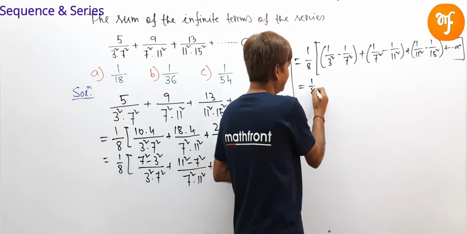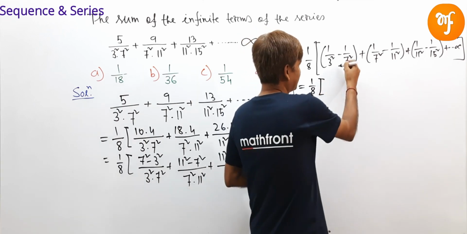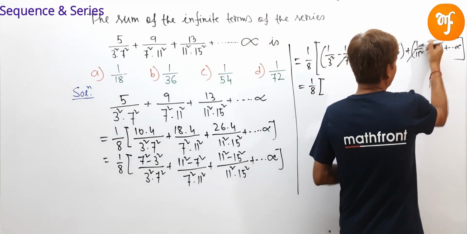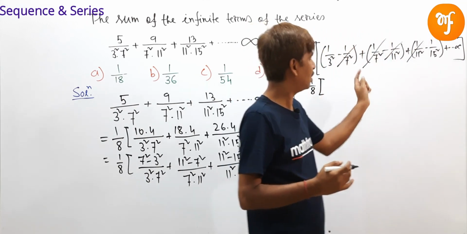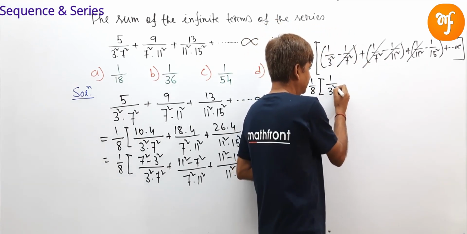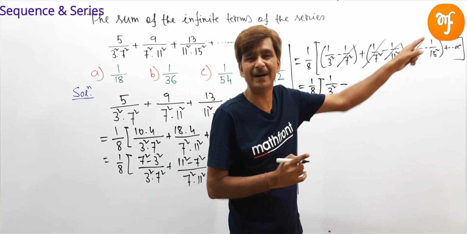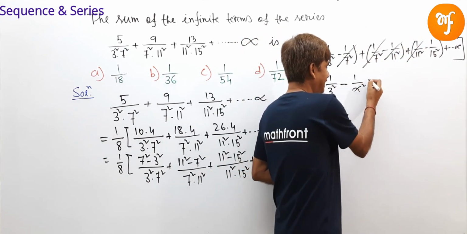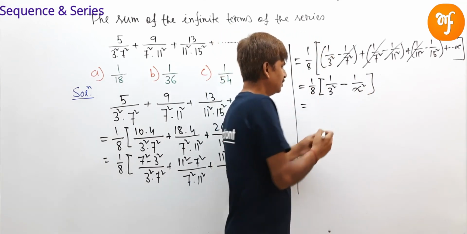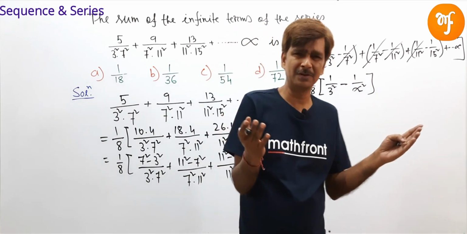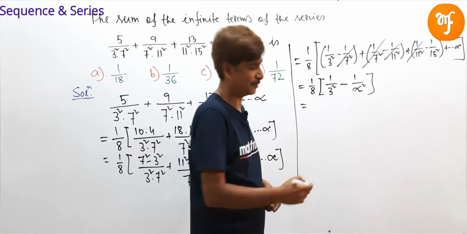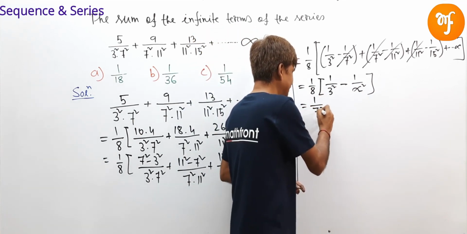Now, what happened? This becomes 1 by 8. Look, 1 by 7 square and 1 by 7 square are cancelled. Similarly, 1 by 11 square and 1 by 11 square are cancelled. Similarly, all of the terms will be cancelled. Only the first term, that is 1 by 3 square, will be remaining, and the last term will be 1 by infinite square. So only this will be remaining. And we all know 1 by infinite square is nothing but 0. So what is the answer? 1 by 3 square, that is 9, into 1 by 8, that is 1 by 72.